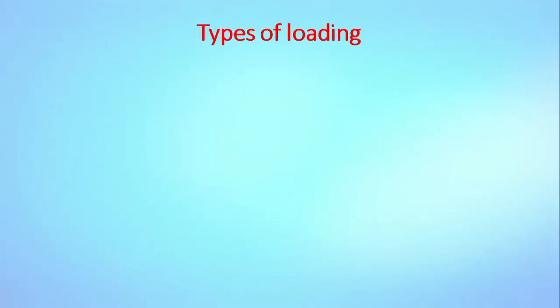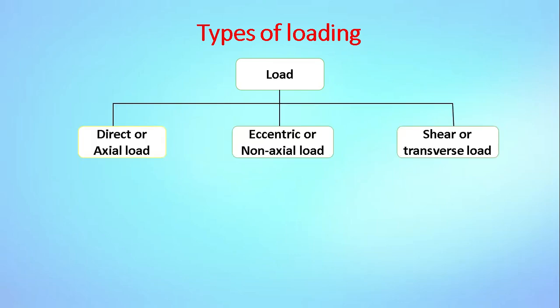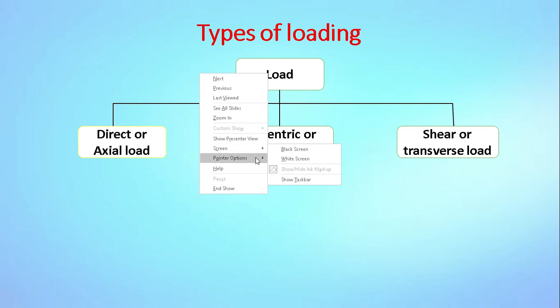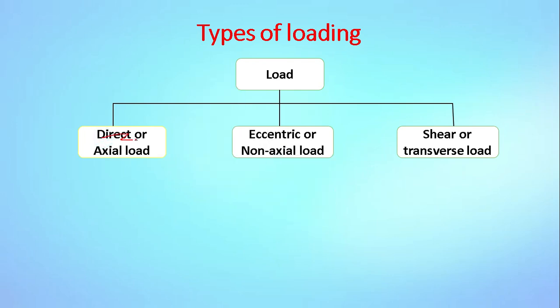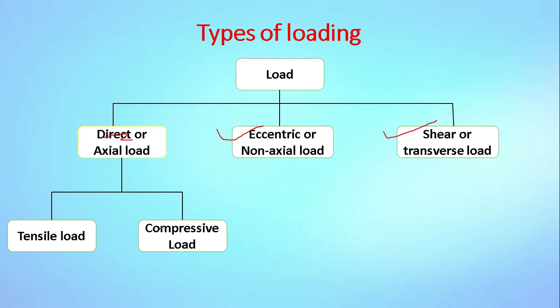Types of loading. What is meant by load? Any force acting on a body can be considered as a load. Depending on the direction of load and position of load, there are three types of loading. First, direct or axial load. Second, eccentric or non-axial load. And third, shear or transverse load. Again, there are two types, tensile loading and compressive loading. In the next slide, we will see this in detail.